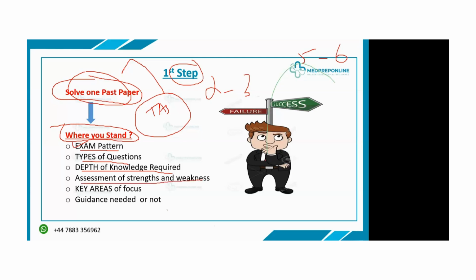Assessment of strengths and weaknesses: obviously, suppose you like neurology, it is possible that you are able to solve the neurology questions but are deficient in cardiology. So you will know you have to spend more time on cardiology as compared to neurology. Then key areas of focus: some topics are repeated again and again and are compulsory in every exam. They always give you questions from those topics. So you will be able to know the key areas of focus for the RCPCH, or what are the favorite hard topics of the RCPCH.